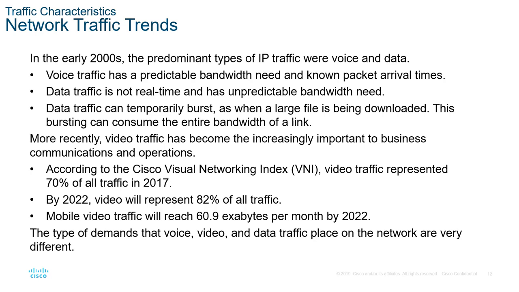So to look at those characteristics, the voice had a predictable bandwidth need and a realistic round-trip travel time. Data traffic wasn't real-time, so it wasn't really that important. It was unpredictable in bandwidth needs also. So data traffic could be temporarily bursted with larger files being downloaded. That burst essentially means it could go really fast and slow, then fast, then slow. That way, in between the faster bursts, they could jam-pack other types of traffic.